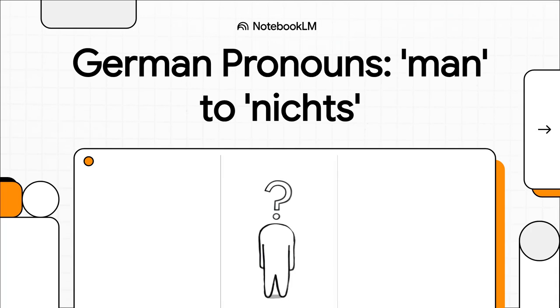All right, welcome. Today we are tackling those kind of tricky German words, the ones we use when we don't want to be super specific. We're talking about indefinite pronouns. We're going to totally demystify how to talk about people and things in a more general way. So, let's just dive right in.